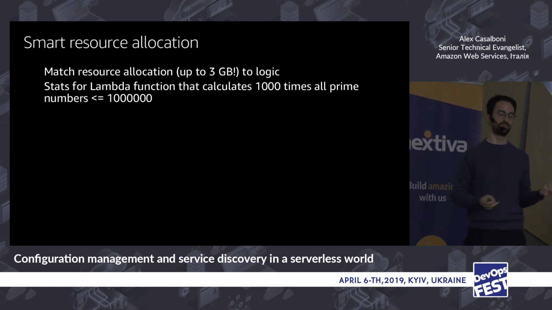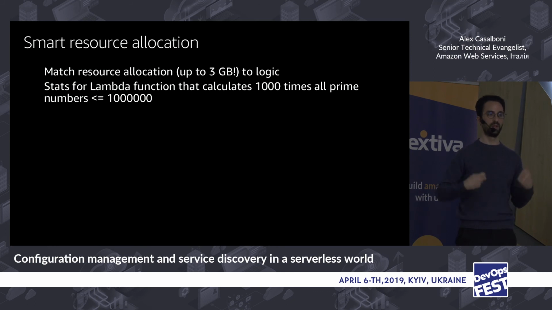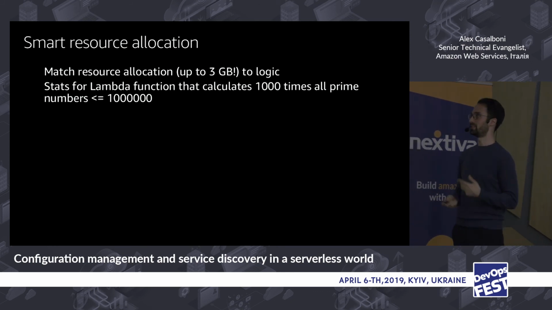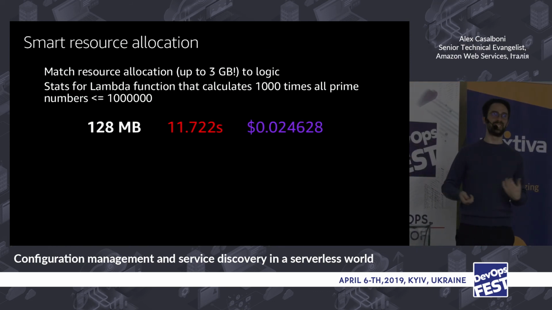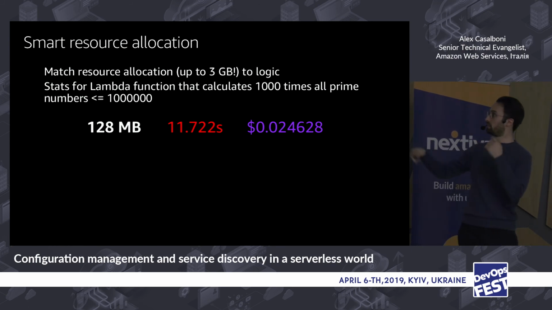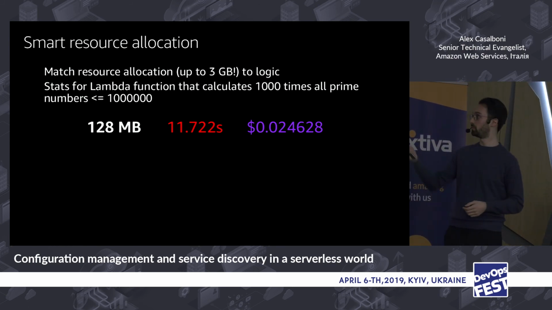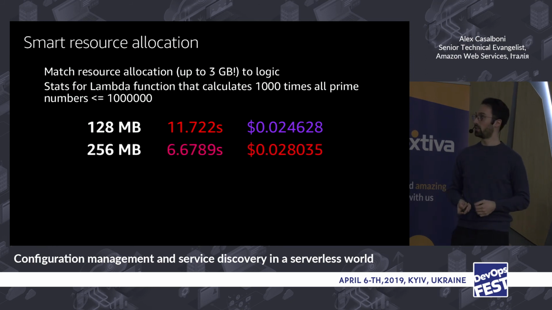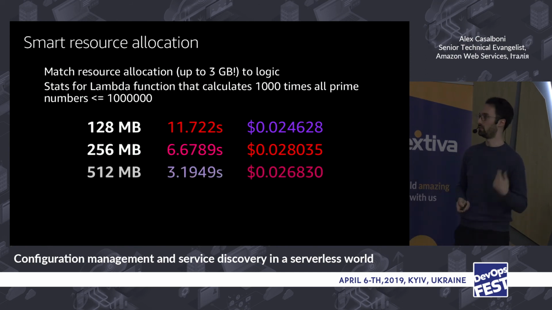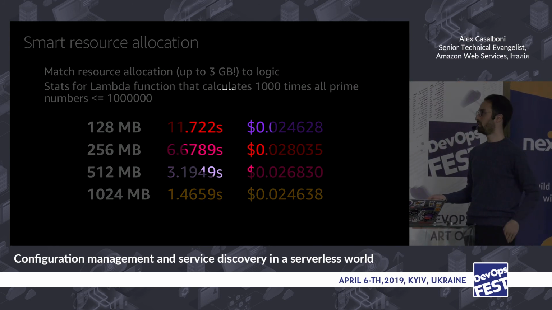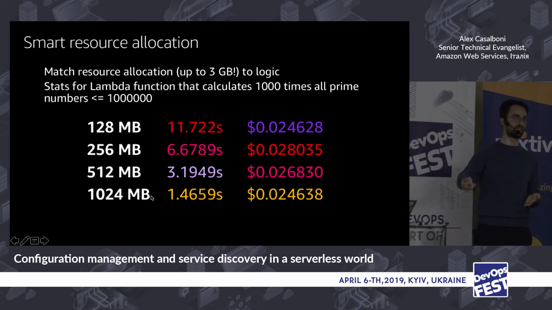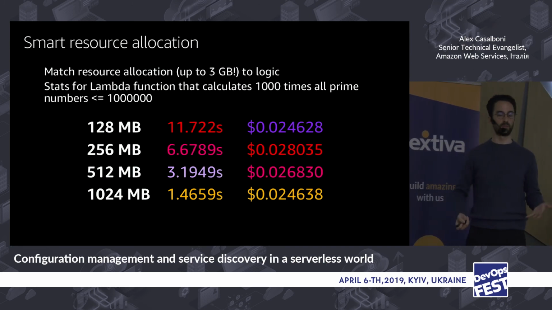There's no memory, well, some memory, but there is no networking, no I/O, there is nothing really, it's just computation. So if I run it with 128 megabytes, it will run for 11 seconds, and I will pay roughly 2 cents of a dollar, 2.46. If I run it with twice as much, it'll be almost twice as fast, and I'll pay a little bit more. If I keep doing it, if I run it with 1024 megabytes, so a gigabyte of RAM, it will be 10 times faster because I'm using 10 times more power.